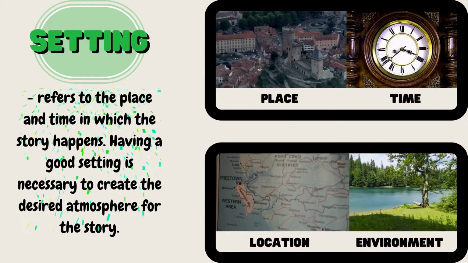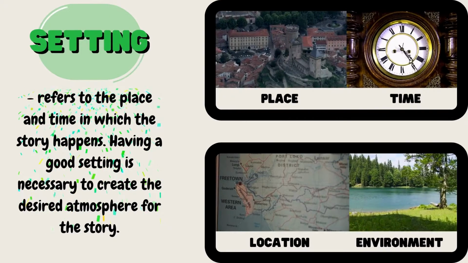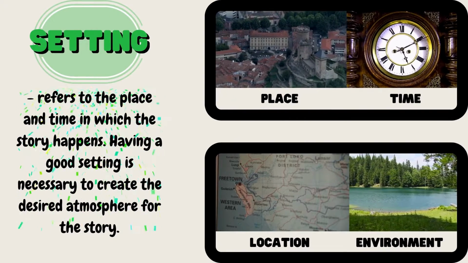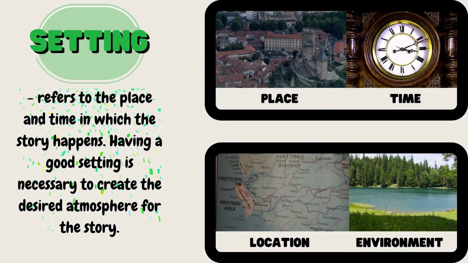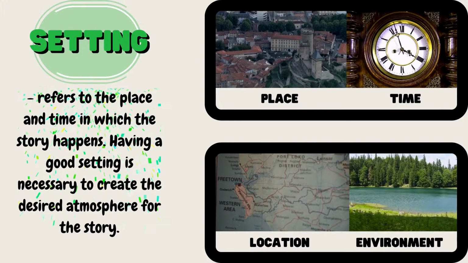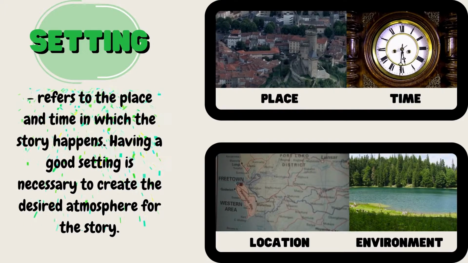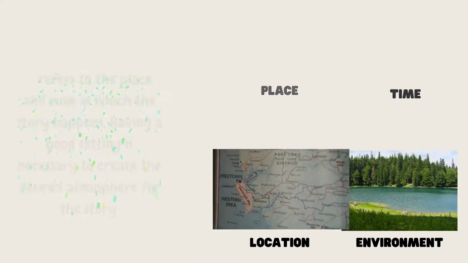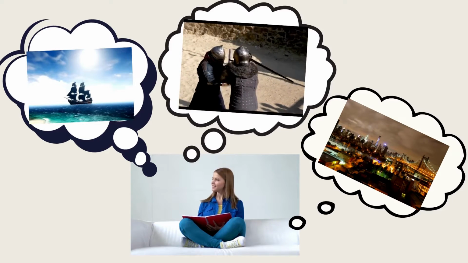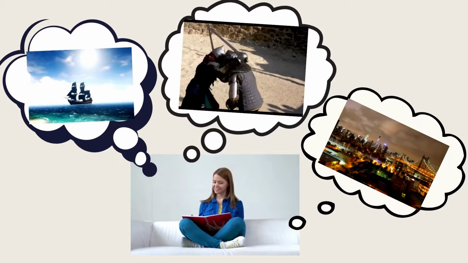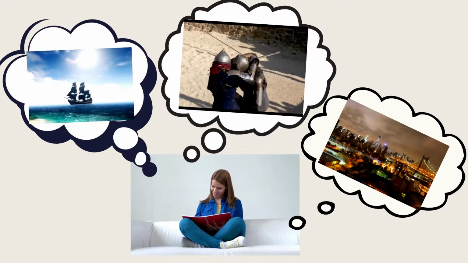Setting. The setting refers to the place and time in which the story happens. Having a good setting is necessary to create the desired atmosphere for the story. The setting should not just indicate the location, but also describe the environment in which the events happen. Enough details should be provided to let the reader imagine each scene and be connected to the story.